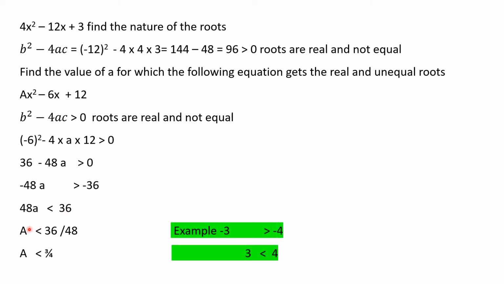So now a is less than 36 by 48. Now you have to solve for a. You can cancel it in the 12 table. A is less than 3 by 4. Okay. Now going to the next one.